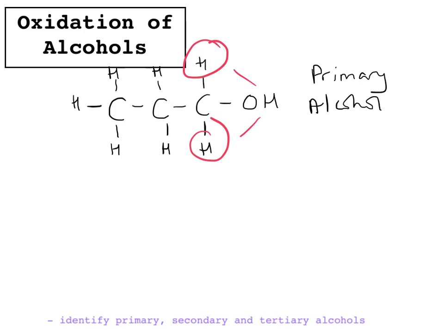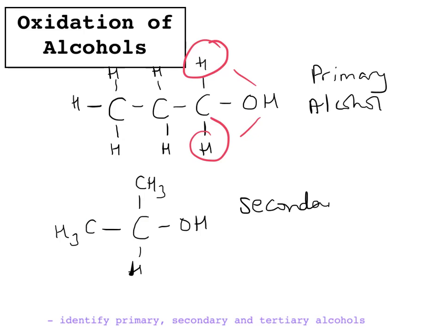A secondary alcohol is an alcohol where you've only got 1 H attached to the carbon that the OH group is attached to. So for example, you might have the following alcohol. So this one would be called propan-2-ol, because the OH group is on the second carbon in the carbon chain. There are 3 in the carbon chain. And this one here would be a secondary alcohol, because you only have 1 hydrogen attached to this C that the OH is attached to.